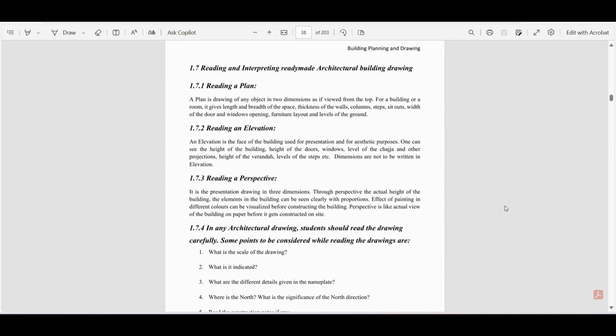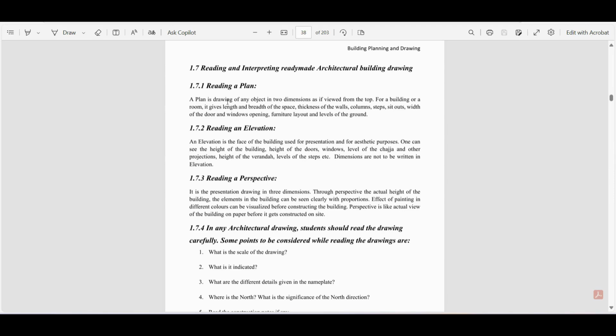In this Part 4, I am going to let you know how the plan should be, how to read the plan, elevation, perspective, and what the standard parameters are that we have to look at in reading and interpreting ready-made architectural building drawings. So I'll let you know how to read it first.